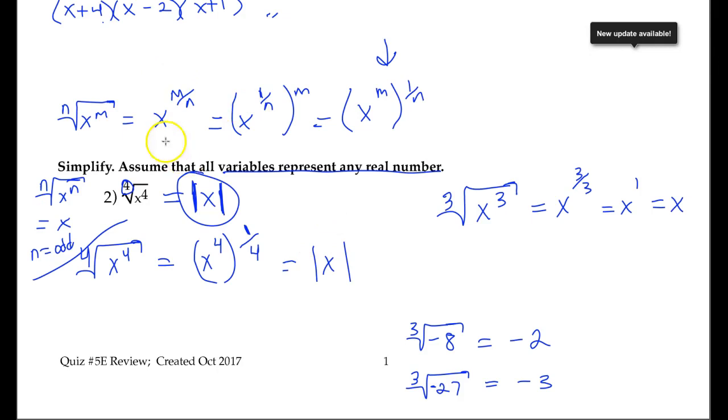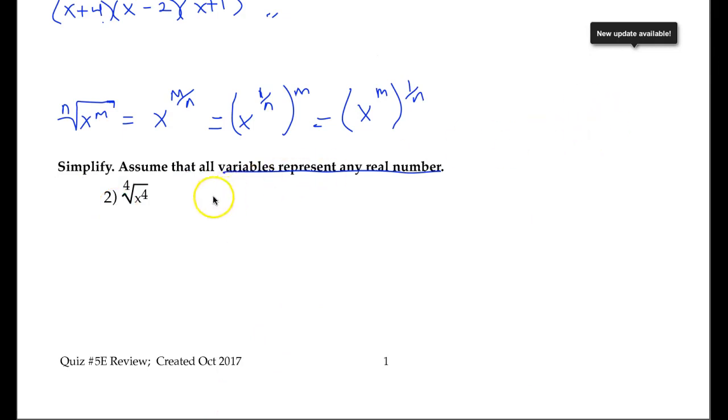Okay? Now, last thing I want to say here, I'm going to erase everything again, and then we'll move on, because what I'm about to say will actually help you in future problems. Now, for this problem, let's suppose that this says that assume that all variables represent any, and I'll erase this and say any positive real number, or it said any non-negative real number.